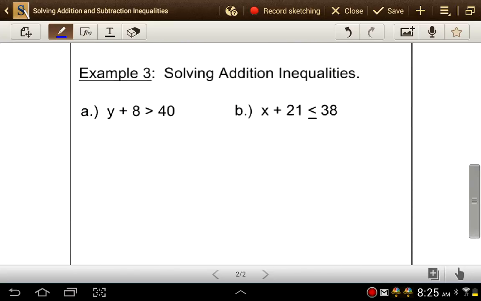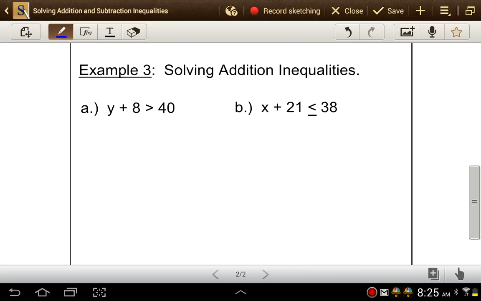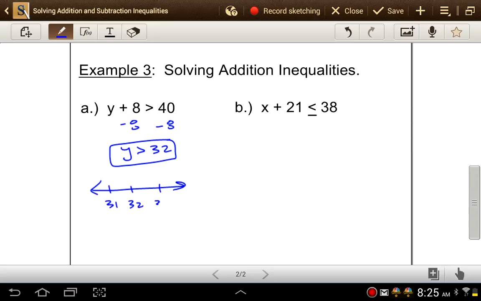Okay, example 3, solving addition inequalities. So this time we're adding in the problem, so the inverse operation is to subtract. For A, I'm going to subtract 8 from both sides, and I get y is greater than 32. So now we graph that. Put a couple tick marks on there. I'm going to do 31, 32, 33. I just have to make sure 32 is on my graph.